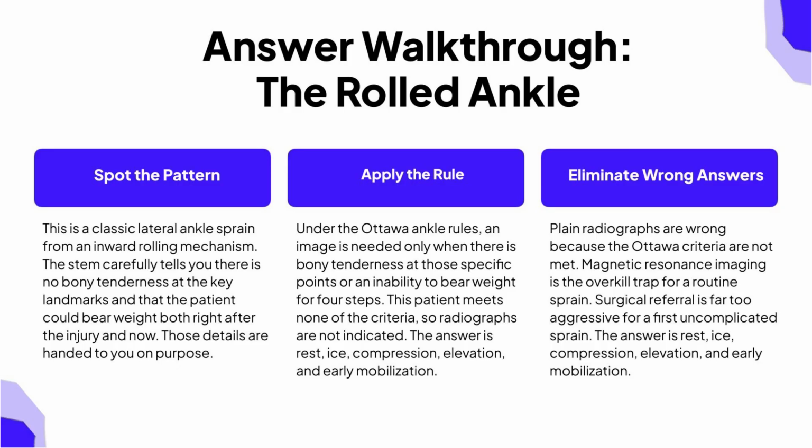Finally, eliminate the wrong answers. Plain radiographs are wrong because the criteria are not met. Magnetic resonance imaging is the overkill trap for a routine sprain. Surgical referral is far too aggressive for a first uncomplicated sprain. The correct answer is supportive care with early mobilization. Notice how knowing the rule cold pointed you straight to it.